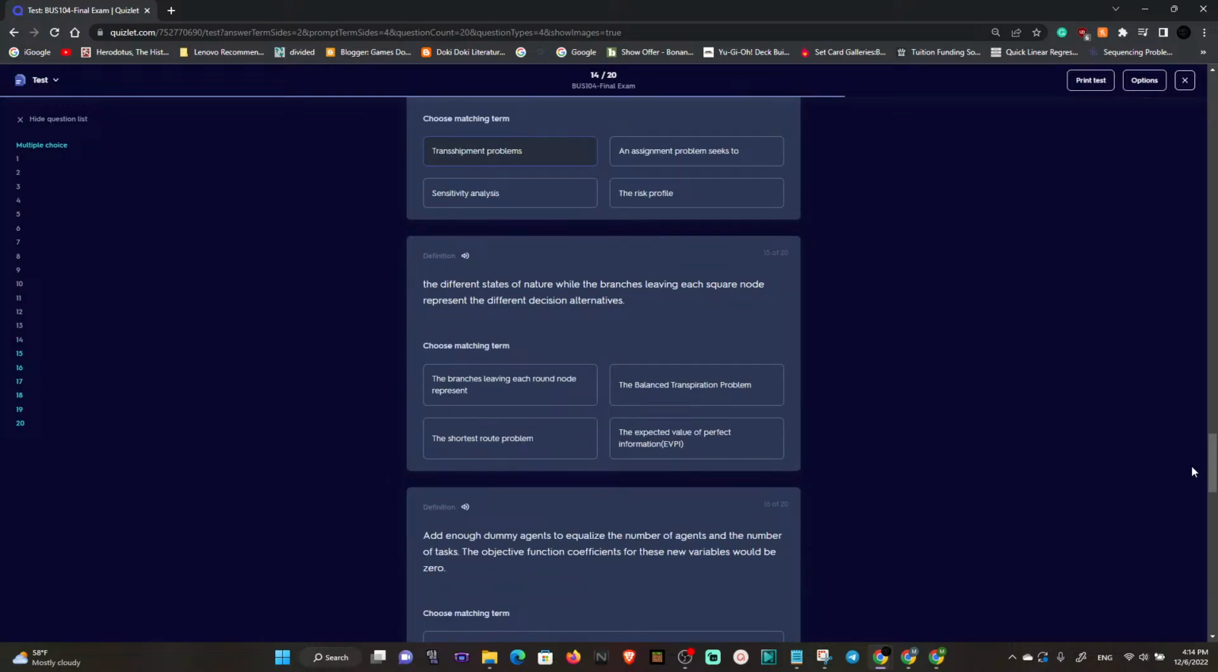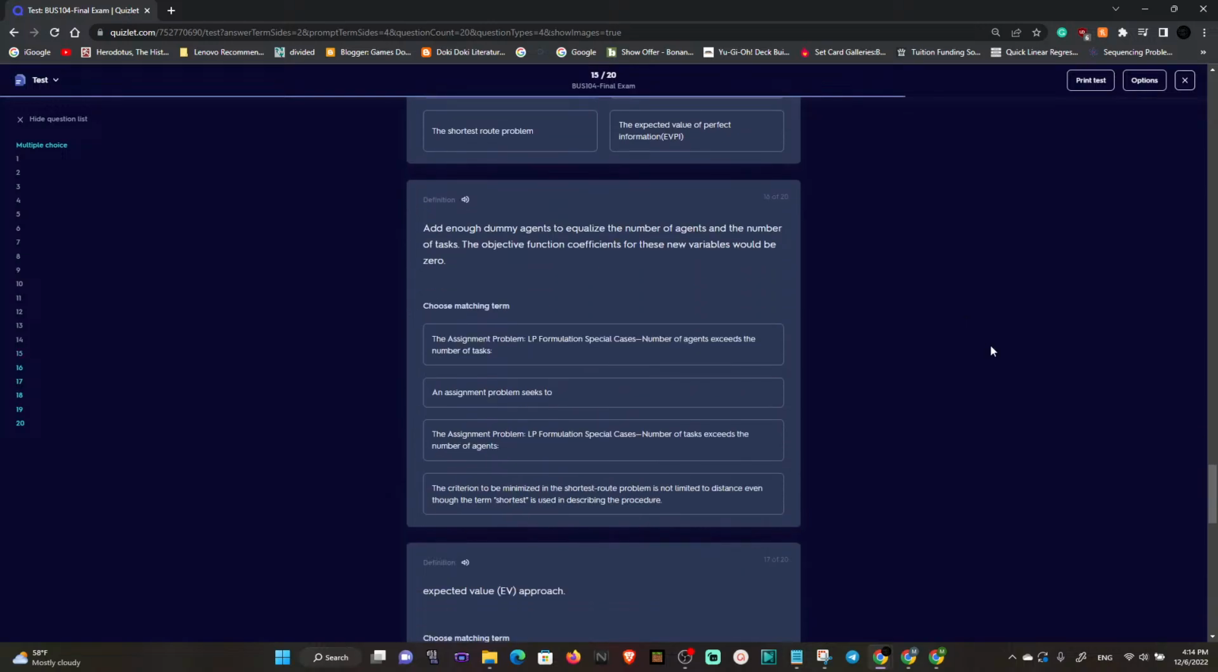The branches leaving each square node represent the different decision alternatives. Branches leaving each round node represent the different states of nature. You're up. Add enough dummy agents to equalize the number of agents and the number of tasks. The objective function coefficients for those new variables will be zero. Assignment problem.